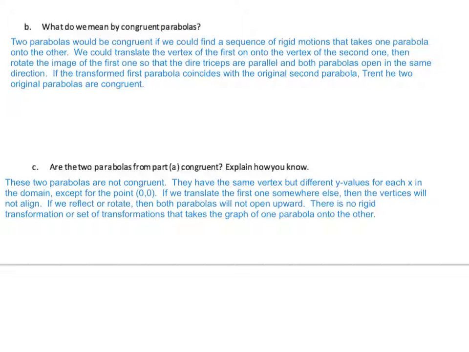Are the two parabolas from part A congruent? Explain how you know. These two parabolas are not congruent. They have the same vertex, but different y values for each x in the domain, except for point (0, 0). If we translate the first one somewhere else, then the vertices will not align. If we reflect or rotate, then both parabolas will not open upward. There is no rigid transformation or set of transformations that takes the graph of one parabola onto the other.